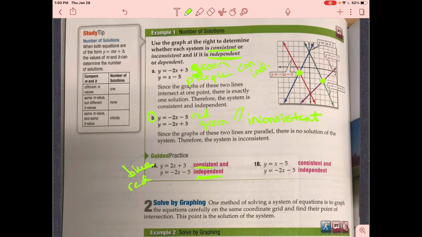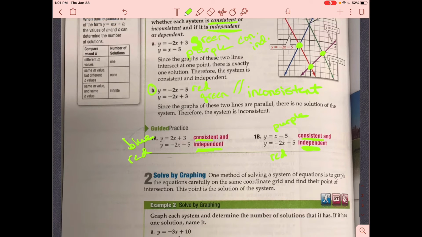Okay, y equals x minus 5 is purple, and y equals negative 2x minus 5 is red. Notice that purple and red cross down here. So we are going to say that that is consistent and independent. Consistent, it does cross or overlap. Independent, because it only crosses once.